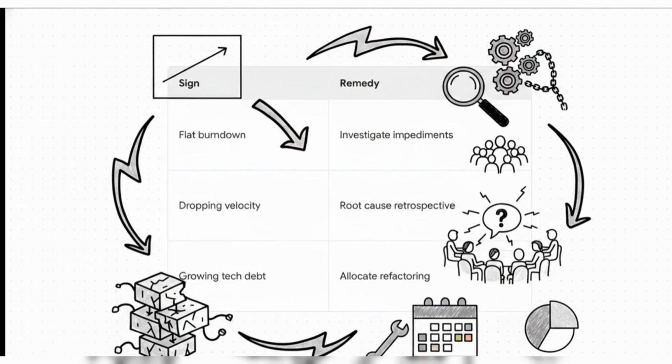Second, if velocity drops consecutively, you need a root cause retrospective. And third, if the team is shipping fast but technical debt is growing, the remedy isn't to just ignore it until release, it's to actively allocate backlog capacity to refactoring.